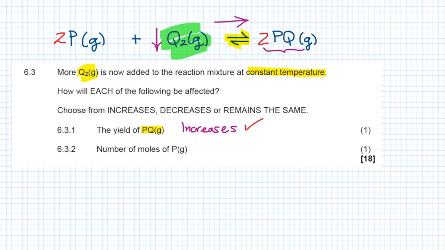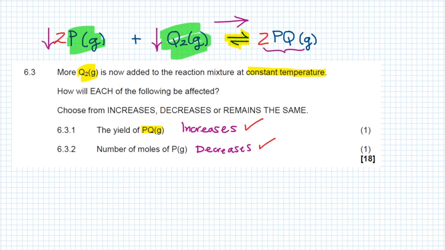Question 6.3.2 says the number of moles of P. When Q2 is used up, it is used up together with P. So therefore, since the number of moles of Q2 is dropping, the number of moles of P is going to drop as the forward reaction is being favored. And therefore, the answer to 6.3.2 is decreases. And that is going to get you 1 mark.